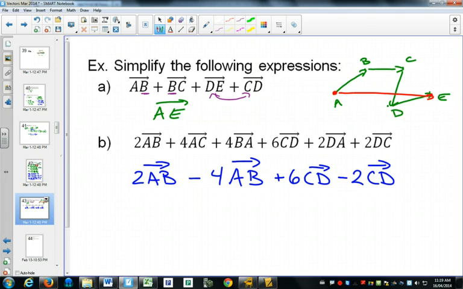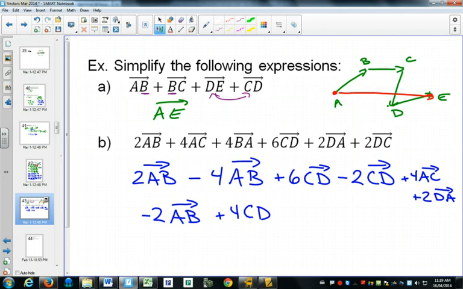If you can come up with some kind of image to help you do that math, that would be good. And what are we left with? We still have 4 ACs and 2 DAs. Plus 4 ACs plus 2 DAs. So I have negative 2 ABs, and I have 4 CDs now, plus 4 ACs plus 2 DAs.